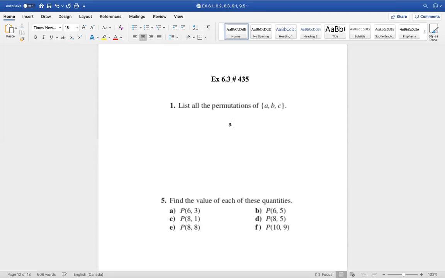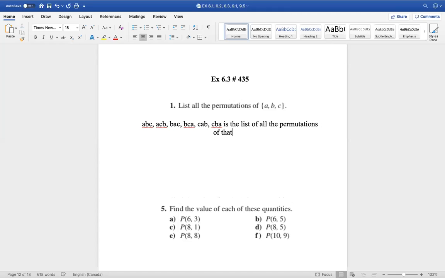So we would take A, B, C. The next one could be A, C, B, the next one will be B, A, C, next one B, C, A, C, A, B, and we have C, B, A. That is the list of all the permutations of that set.